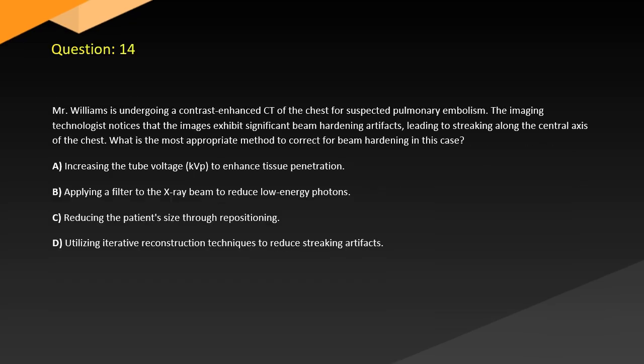Question 14. Mr. Williams is undergoing a contrast-enhanced CT of the chest for suspected pulmonary embolism. The imaging technologist notices that the images exhibit significant beam hardening artifacts leading to streaking along the central axis of the chest. What is the most appropriate method to correct for beam hardening in this case?